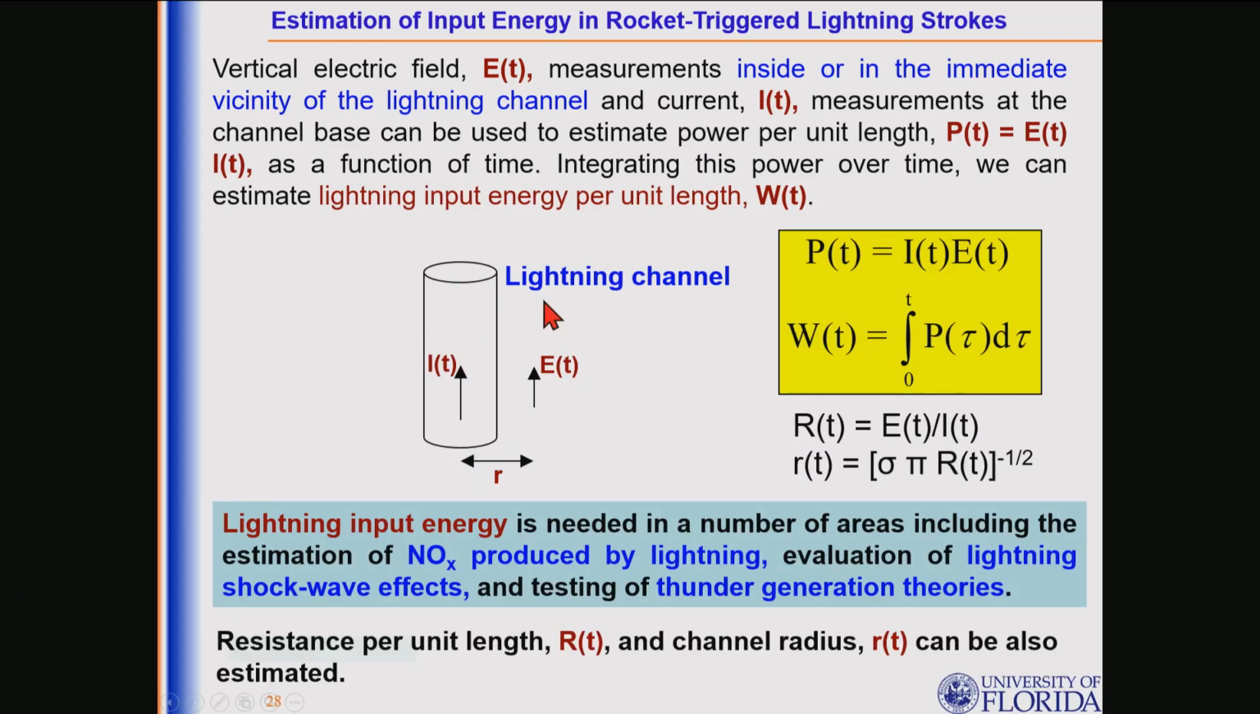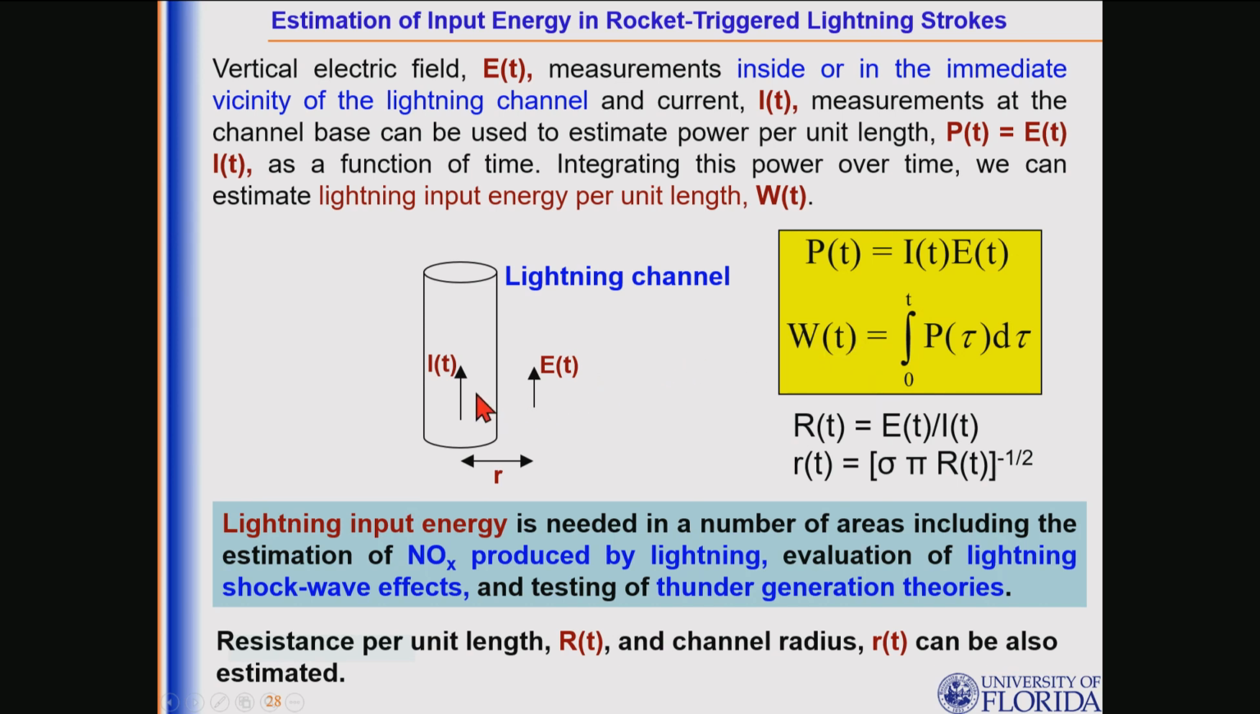What you see here is a sketch of the lightning channel. It's just a cylinder. For rocket-triggered lightning, currents are routinely measured. So current is a function of time. It is always available, or almost always available, for rocket-triggered lightning. And if we knew the longitudinal electric field inside the channel, then the product of the current and the longitudinal electric field, as seen here in the yellow box, would give us power per unit length. This is the lightning input power per unit length. We can, of course, integrate this power over time, and it's going to be the input energy per unit length.